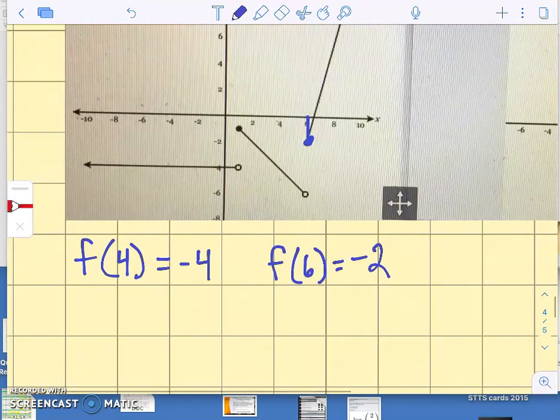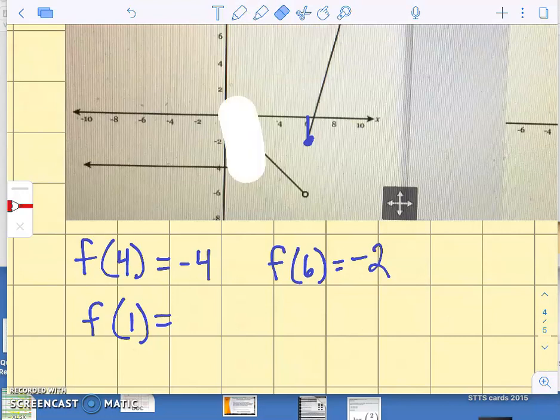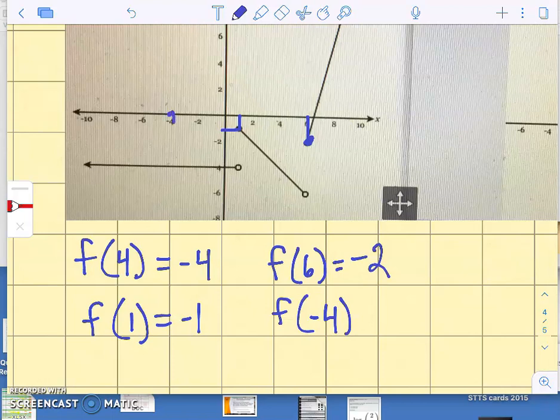Let's take a look at two more here. If I said f of 1, I go on the graph to where there's 1, and I go down, and there are two spots again. But we want the closed circle one, so f of 1 is -1. And then let's try f of -4. We go to where x is -4, go down. Where does it hit the graph? It's at -4 as well.